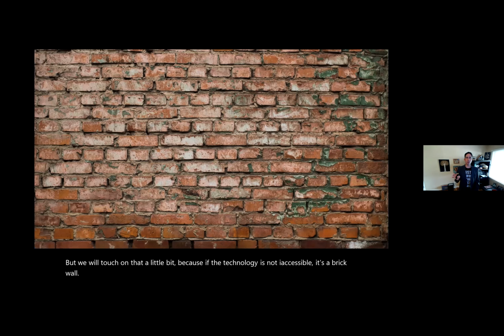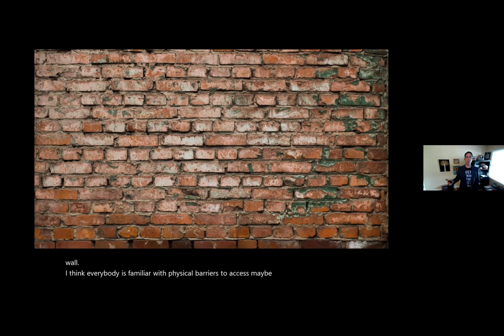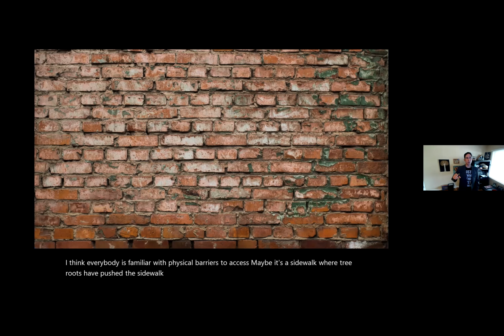I think everybody is familiar with physical barriers to access. You know, maybe it's a sidewalk where tree roots have pushed the sidewalk surface around and you've got an inch or two gap that a wheelchair will not safely clear going up or down. And some may not at all. I know in older neighborhoods that happens a lot. If the sidewalk is 50 years old, the trees are probably beginning to demolish it. We've seen a lack of curb cuts. We've seen a lot of physical access barriers that act like a brick wall. The same thing happens in digital. And unfortunately, from our experience and from colleagues who have scanned websites across the world, we know that these brick walls exist a lot in the digital space.